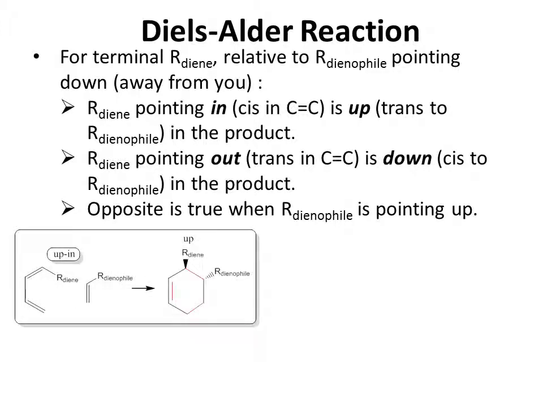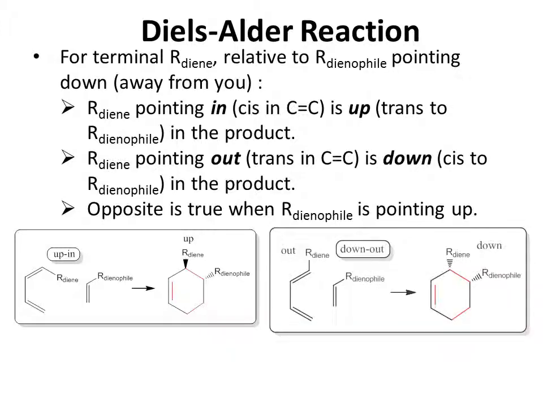The opposite is true when the R dienophile is pointing up. So in the first case, the R diene group is pointing in, therefore it will be up or trans to the R dienophile. In the second case, the R diene group is pointing outward, so when it reacts, it will be pointing down or cis to the R dienophile group.